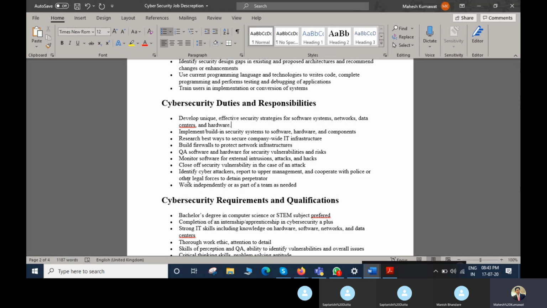Okay, so the question is researching the best ways to secure company-wide infrastructure. If you're talking about how you can secure your wide IT infrastructure, first of all, as security professionals, you need to understand what our company assets and company information are. Once you understand what is going to be secured, then you go for security measures. In information security, it means your data security, with different types of information.